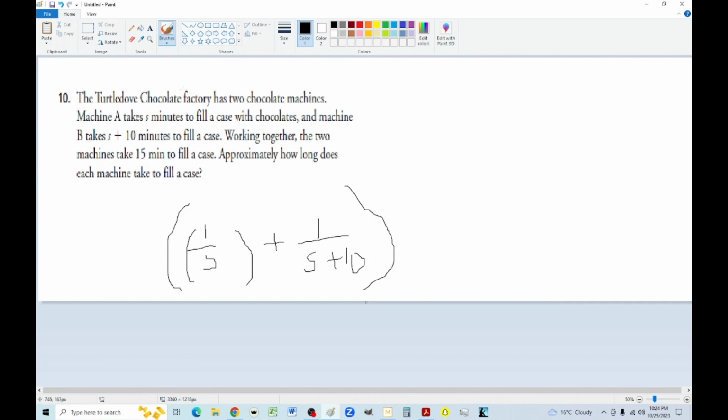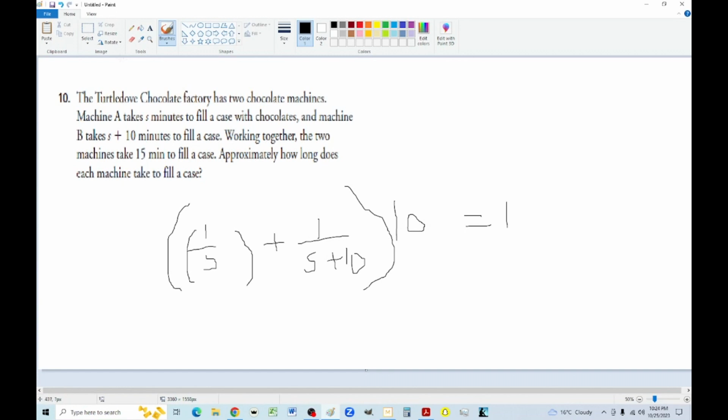Now it depends if it's 1 over S minutes. Yeah, it is. So you multiply that by 10. And that should equal 1 machine. That should fill 1 machine, or 1 unit of productivity. So if you multiply the 10 through these fractions, you get 10 over S and 10 over S plus 10. Then you have to multiply both sides by S and S plus 10.